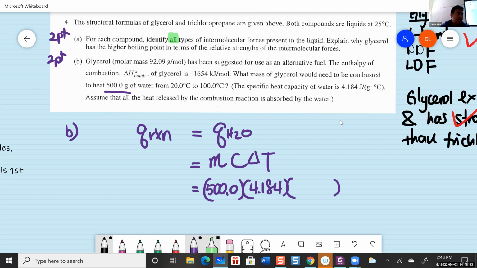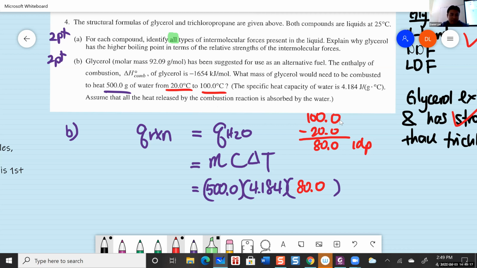Now, some people just put 80. Is that correct? If you put 80, they can mark you off. Because when you subtract 20 from 100, it's not 80. It's 80.0. So you got to carry out to 1 decimal point. So you cannot put 80. Make sure you put 80.0. That determines that you need 3 sig fig here.